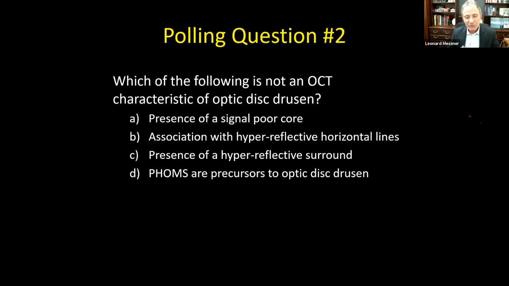So polling question number 2, if we want to pull that up, great. Which of the following is not an OCT characteristic of optic disc drusen? A, the presence of a signal poor core. B, the association with hyperreflective horizontal lines. C, the presence of a hyperreflective surround. D, FOMS are precursors to optic disc drusen. Or E, not sure, that's why I'm here.